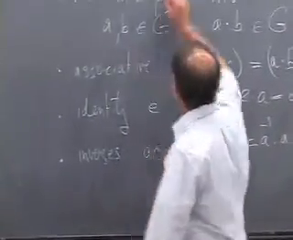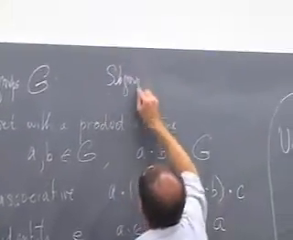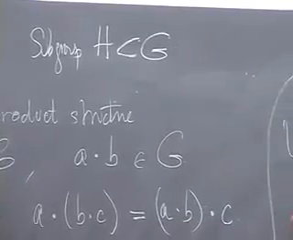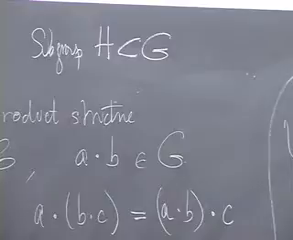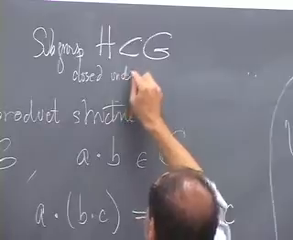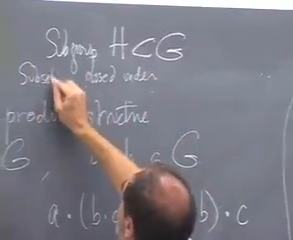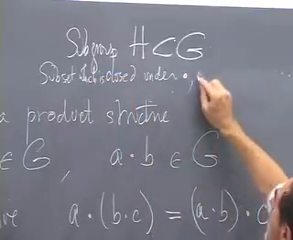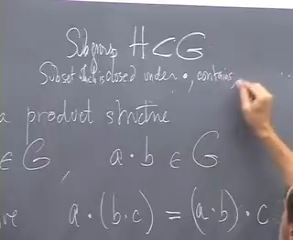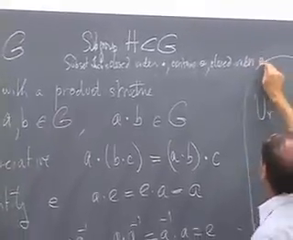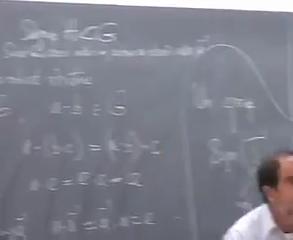So that's another definition to learn. A subgroup H of a group G, denoted like that, is a subset that is closed under multiplication, contains the identity, and contains inverses. Namely, if A is in H, A inverse also has to be in H.